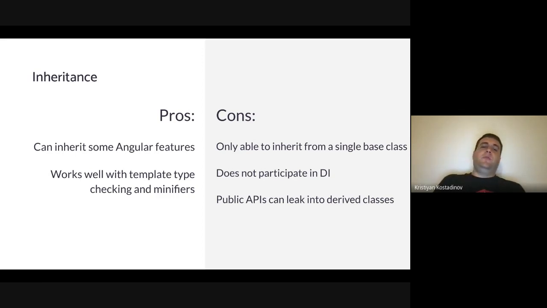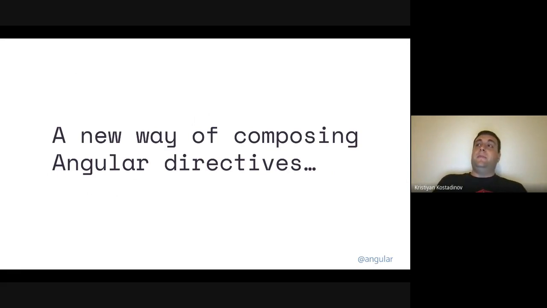And of course, you have the issue where public APIs can leak into the derived classes. So if you have a base class with a bunch of methods and you only want to expose one method, then you need to jump through some hoops, mark everything as protected, and it can get kind of messy.